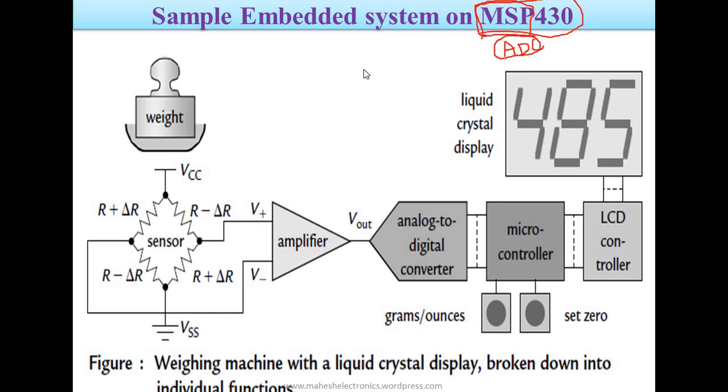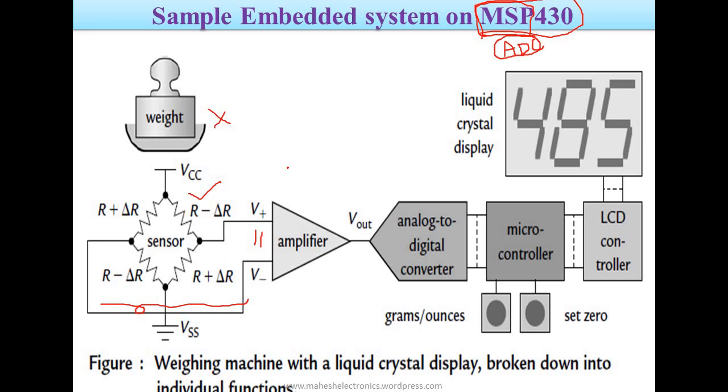See here, coming to the weighing machine shown in the figure, it includes the following functional blocks. What is the first block? The first block is a sensor which has 4 resistive elements arranged as a Wheatstone bridge. Ideally, this is balanced when there is no load. That is, when there is no weight, this bridge will be in the balanced state, giving V plus equal to V minus. Here these two are equal.